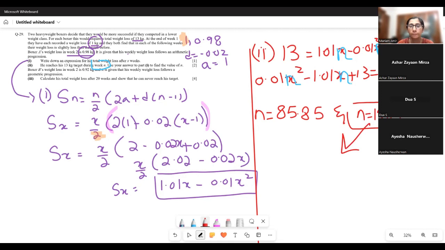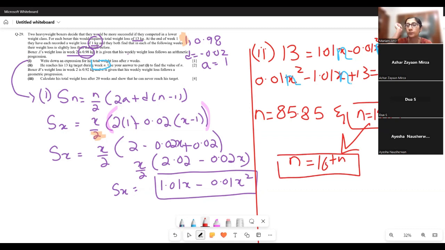But now in this question, the weight is reached for the first time in the 15th week, meaning the sum of the first 15 weeks is not actually 15, it's some other value. So one value is 15.15 and the other is 85.85. 85.85 is unrealistic because if the target is met in 15.15 weeks, then 85.85 doesn't make any sense. So ignore that. You choose the first positive answer. So that means on the 16th week the target is met.